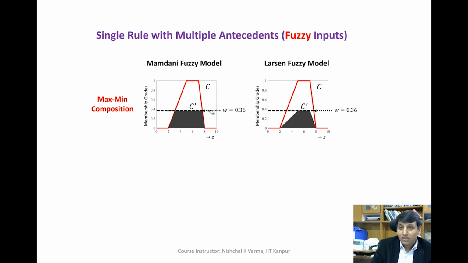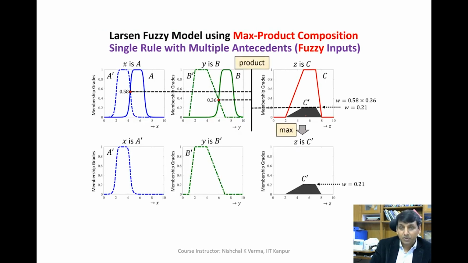So we see that when we use Mamdani fuzzy model, the W that we have gotten, the weight of the rule, the firing strength of the rule, is used to simply chop off the output fuzzy set, that is, to truncate the fuzzy set. But in Larsen fuzzy model, the same value is used to scale down the output fuzzy set. So this is how we can compare the outputs of the Mamdani fuzzy model and Larsen fuzzy model for the same input. And here the input is the fuzzy input.